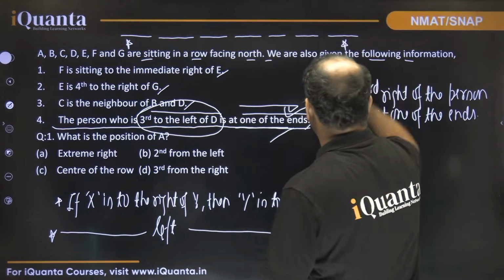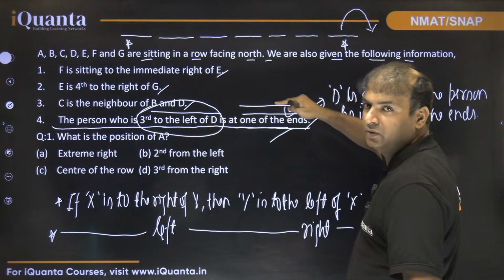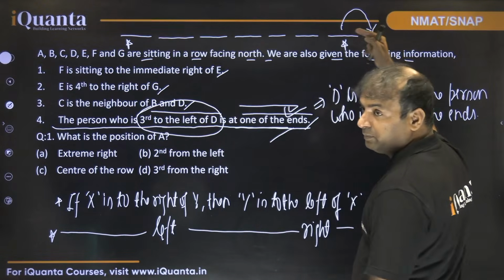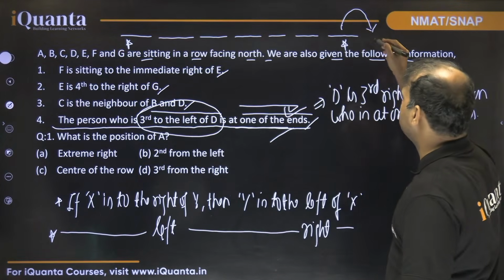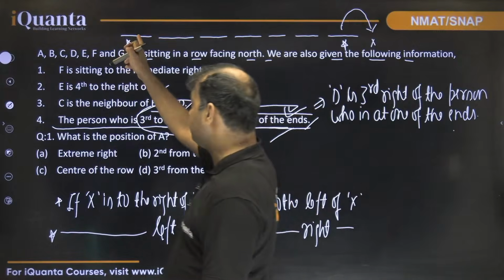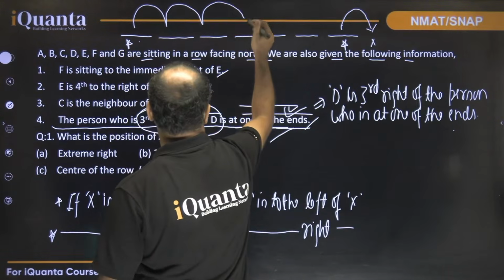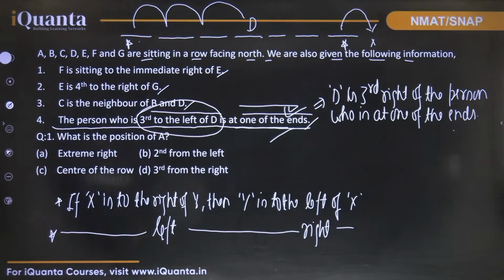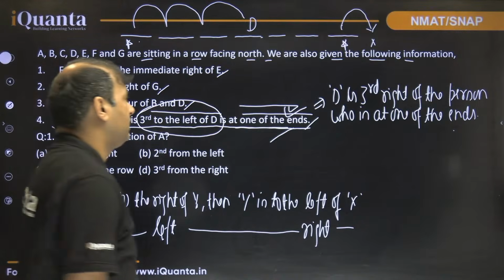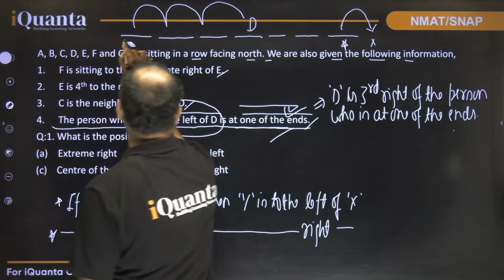So guys, you tell me, if this is one of the ends, can there be any person to the right of this person? Actually, no, right? There's the extreme right position, if you remember. So this is not the person about whom this information is, obviously. So talking about the person at one of the ends, D should be third right of this person. That means this should be the place of D. I hope this is clear to all of you. Simple. After this, let's look at the other information.